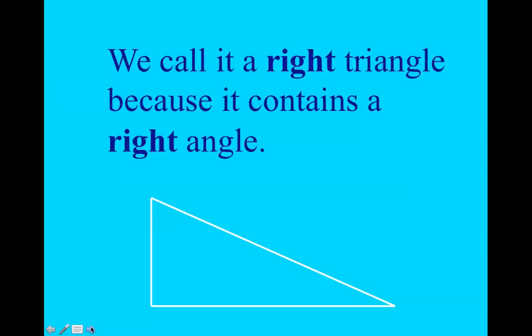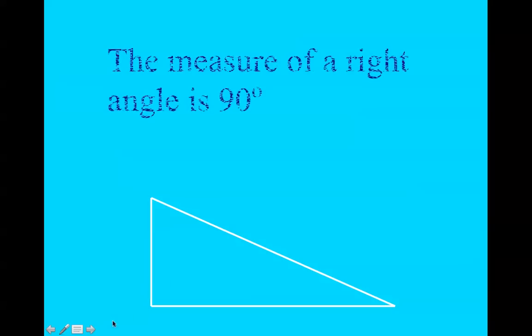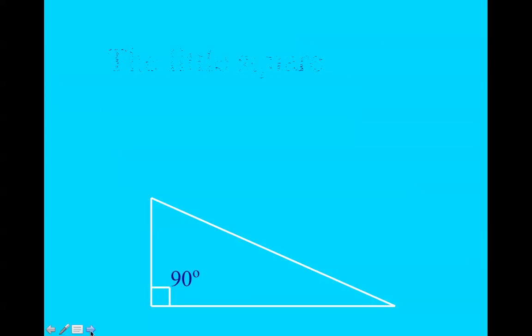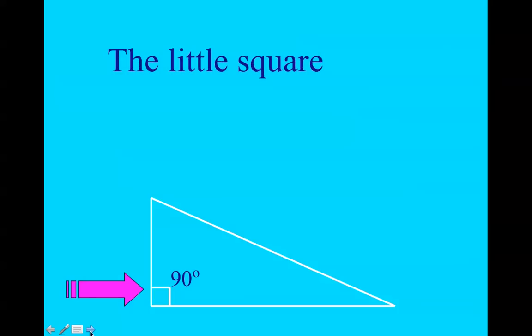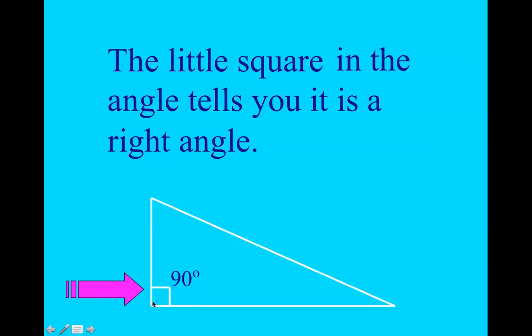We know it's a right triangle because it has a right angle right here in the corner. The measure of a right angle is always 90 degrees. You can tell because it has this nice little box here in the corner. Also, if you take a piece of paper, you can slide it right into the corner, and you can see that the corner of your paper fits right into that little spot, and you know it's 90 degrees.